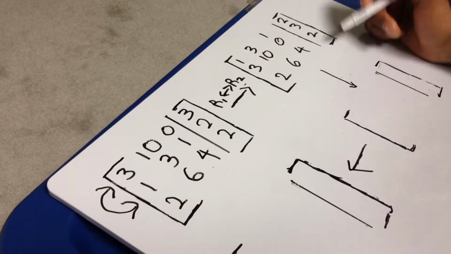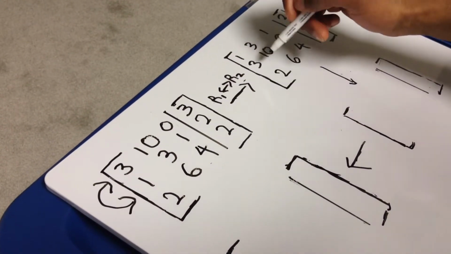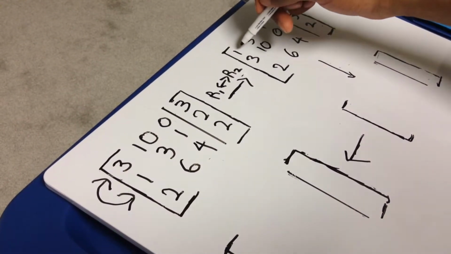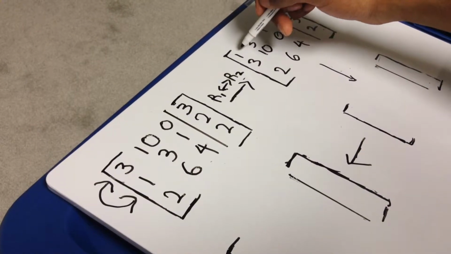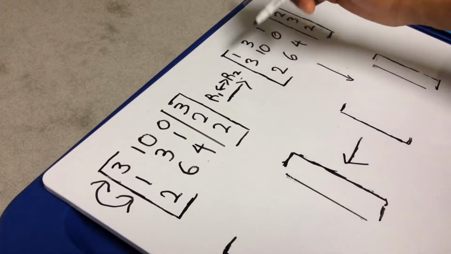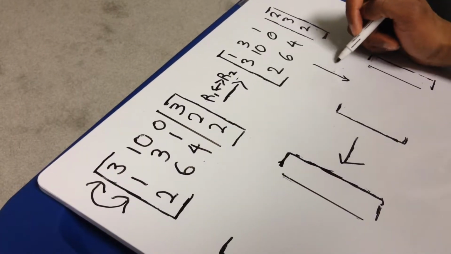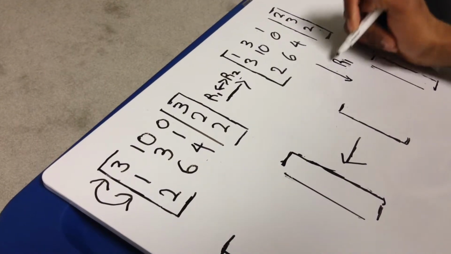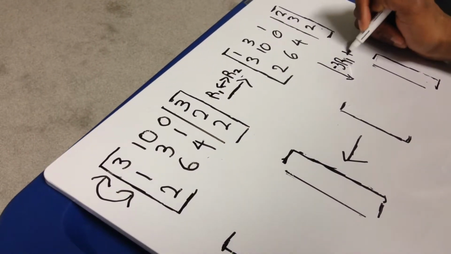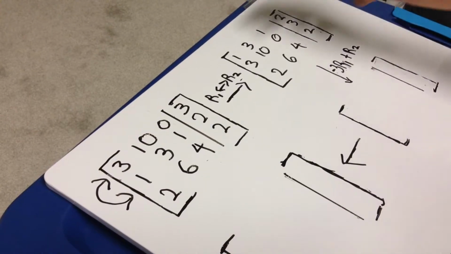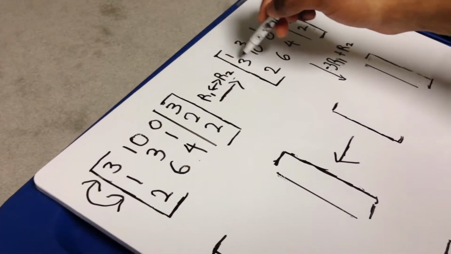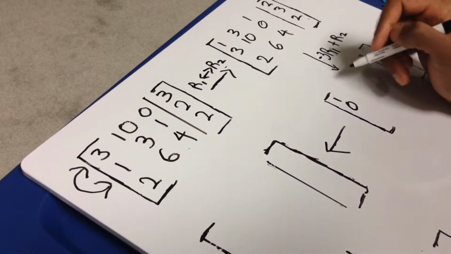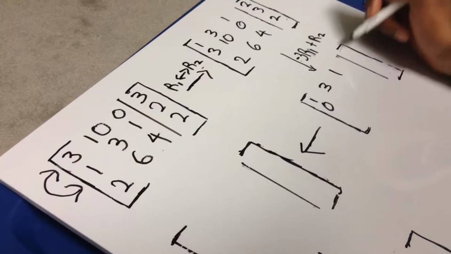Okay? So, like I mentioned now, you're going to change this guy into a 0. And how you do that is by taking a multiple of -3 from row 1 and adding it to this guy. So, row 1, multiple of -3, and add it to row 2. So, -3 times 1, add it to 3, that would be 0. So, I'm just going to fill in the rest of it.